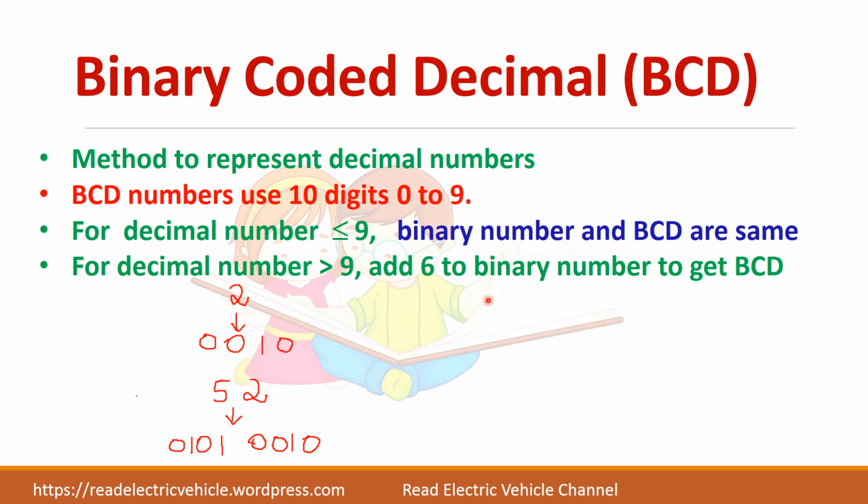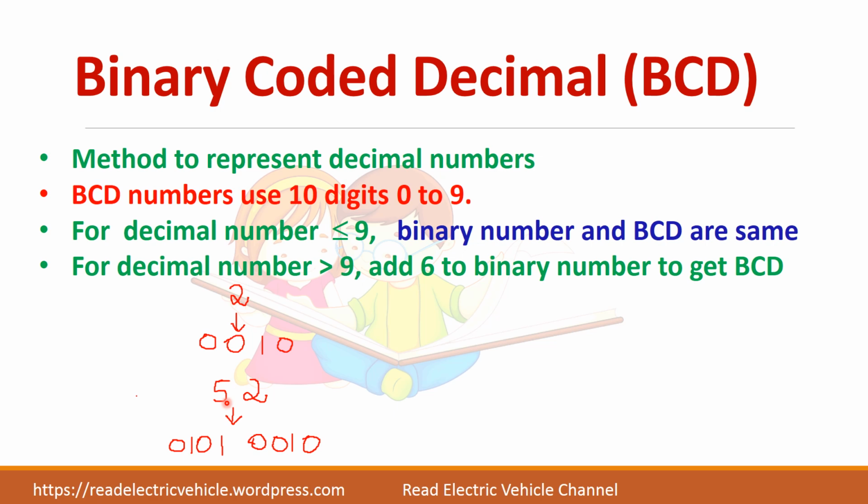If you want some detailed explanation about binary coded decimal number, you can refer to the previous video on binary to BCD code converter, where I have explained about BCD in detail. Now you see this example, 2 is represented in binary form 0010. This is equivalent to BCD also because this number is less than 9.